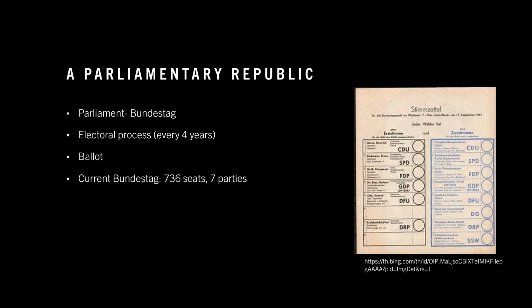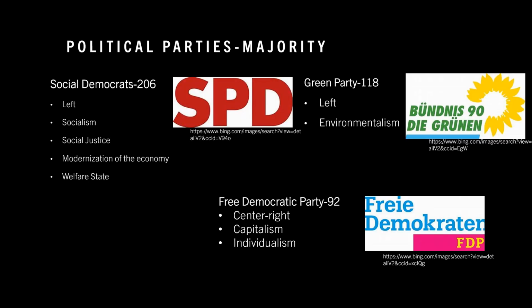It is worth mentioning that, much like other parliamentary republics, the Bundestag has the highest legislative power in German politics. So the current majority government is controlled by the Social Democrats and the parties they have a coalition with. The Social Democrats have 206 seats in the Bundestag, which is the most currently. They are a left-wing party who have socialist ideals, support social justice, the modernization of the economy, and a welfare state.